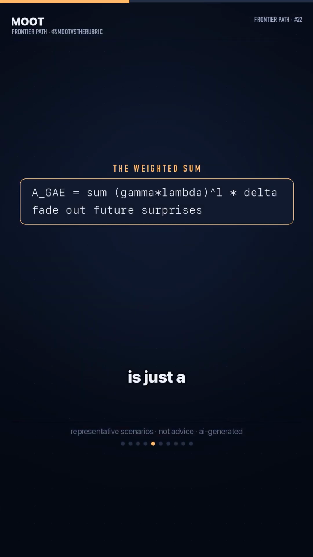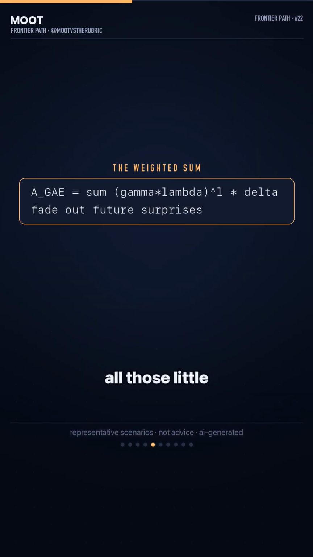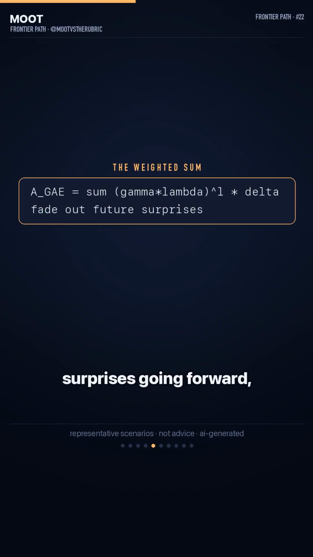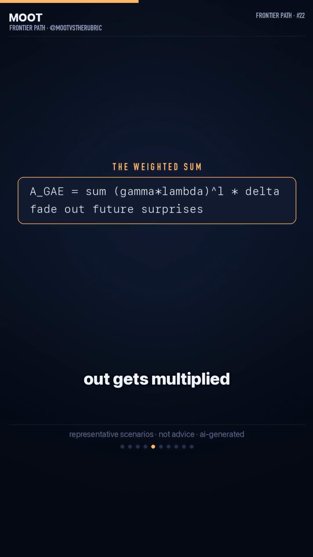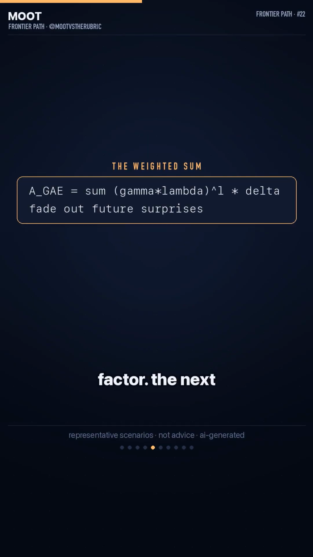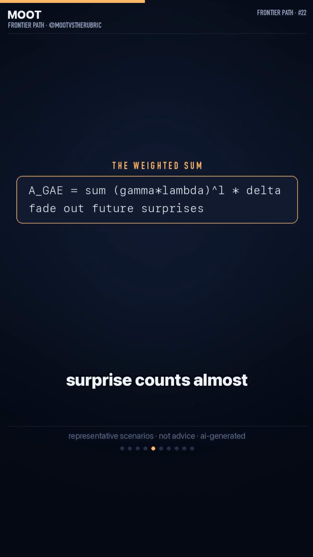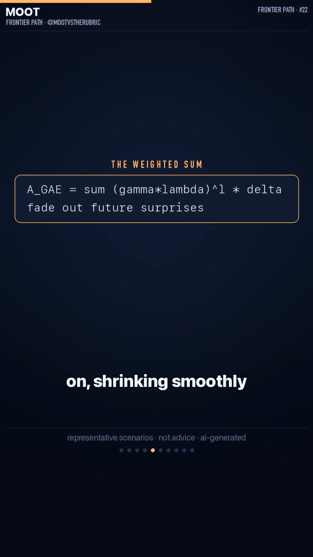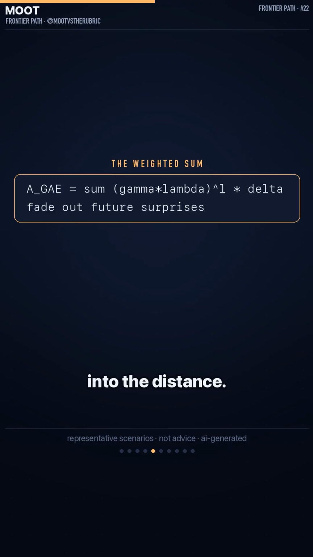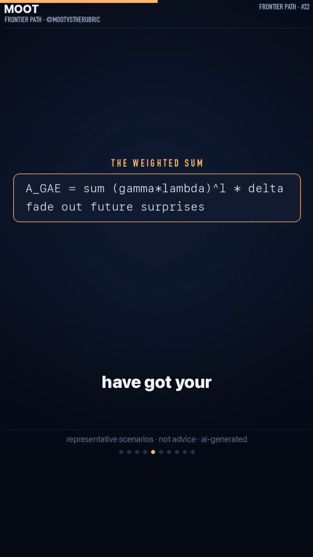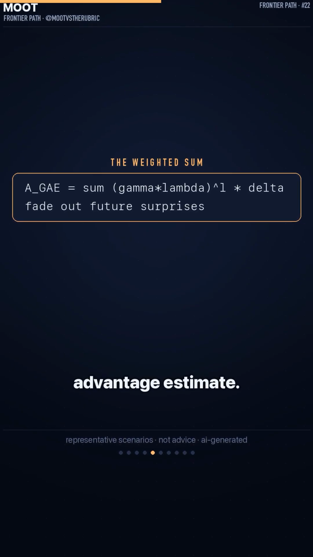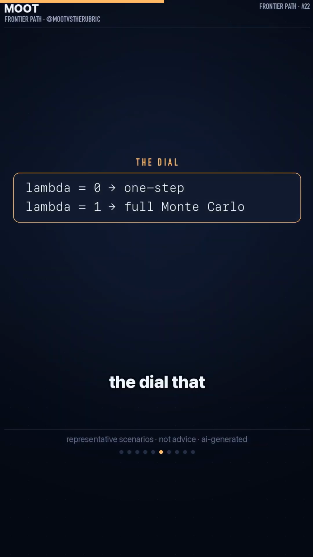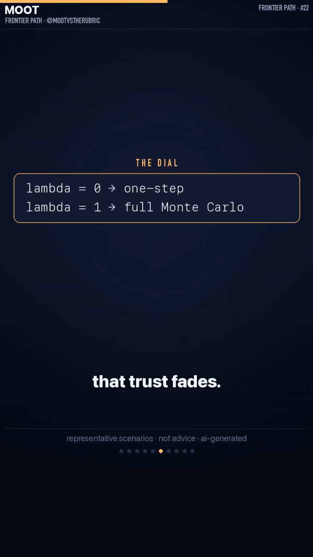And the advantage is just a weighted sum of all those little surprises going forward, where each step out gets multiplied by a fading factor. The next surprise counts almost fully, the one after a bit less, and so on, shrinking smoothly into the distance. Add them all up and you have got your advantage estimate. And lambda is the dial that sets how fast that trust fades.